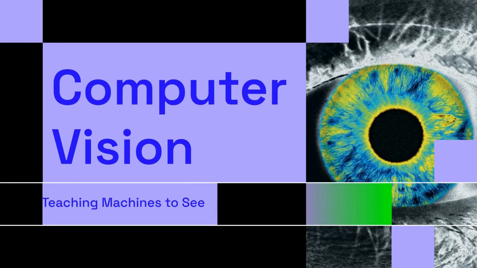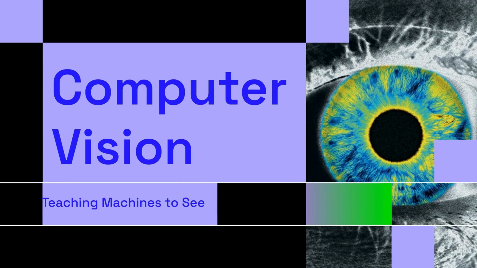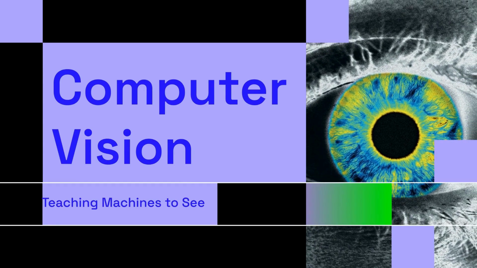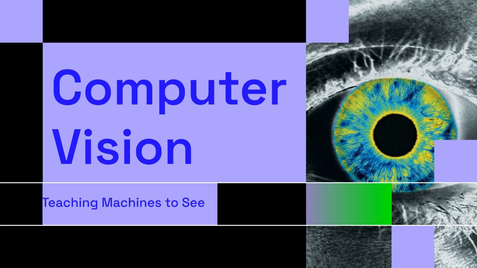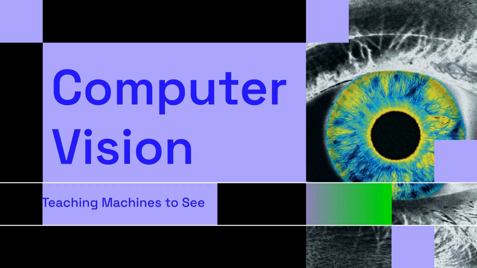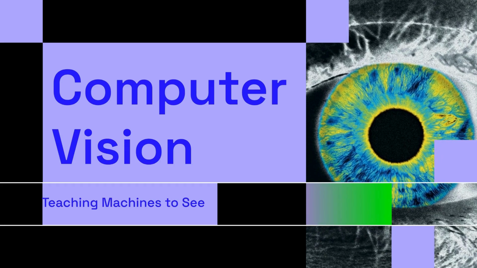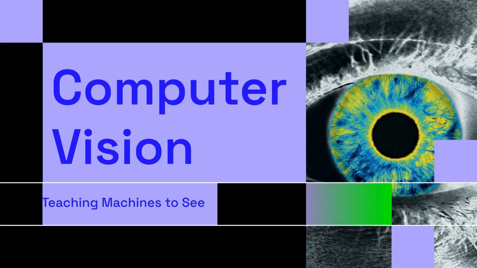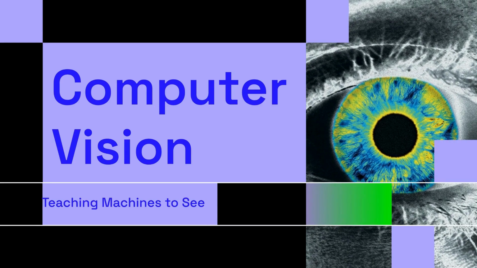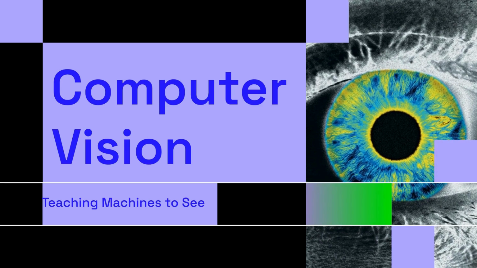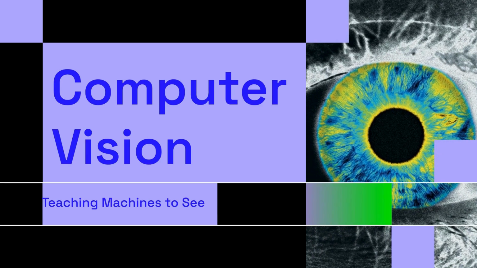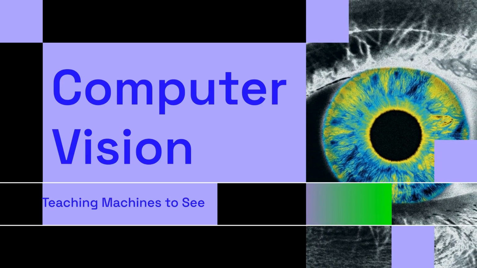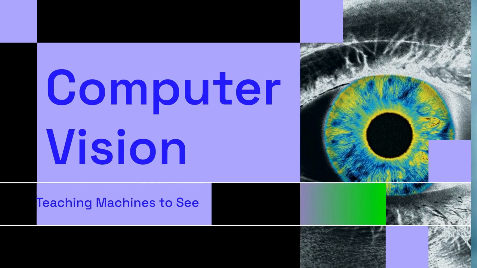Close your eyes for 3 seconds. Now imagine walking across the street. You open your eyes, you instantly know where the road is, where people are, and whether it's safe to cross. What if machines can do this? That's exactly what computer vision is all about, teaching machines to see and understand the world.